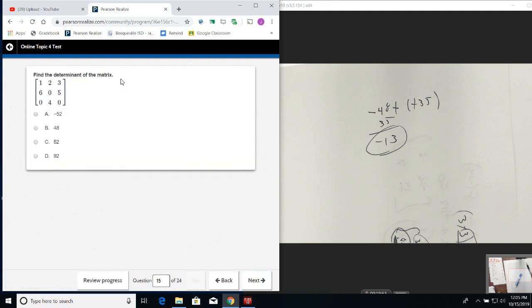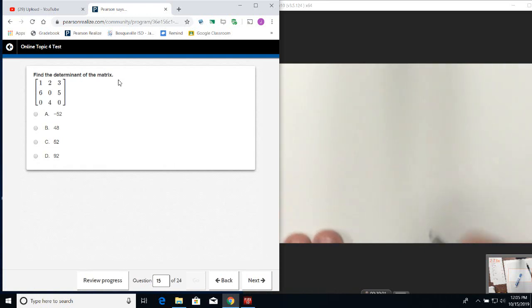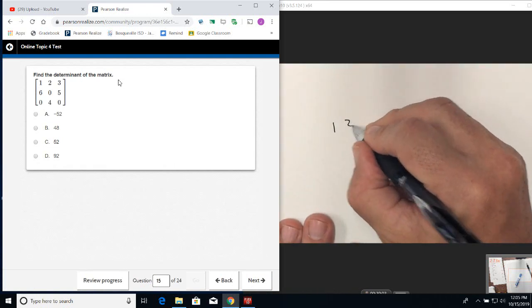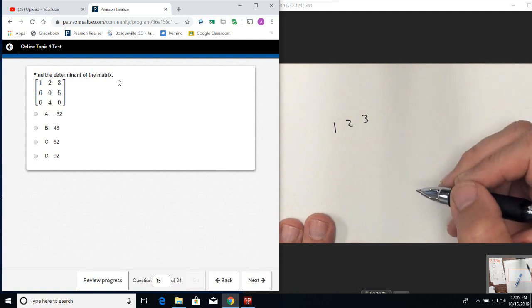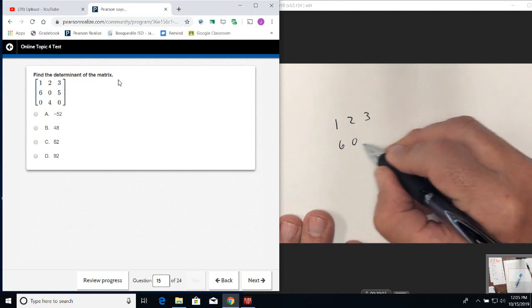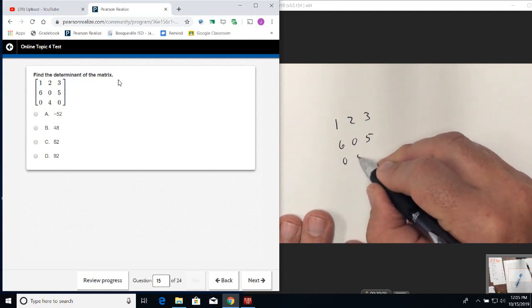Find the determinant of this matrix. Once again, we could do this with pencil and paper. Some of you guys kind of had some trouble with that on the test, so let me show you how to do it pencil and paper real quick. You just copy down your matrix. 1, 2, 3, 6, 0, 5, 0, 4, 0.